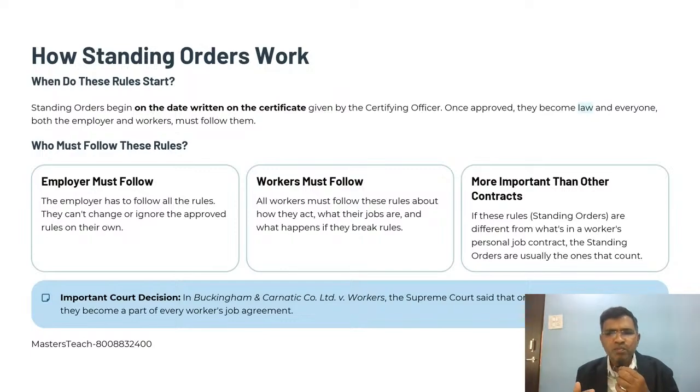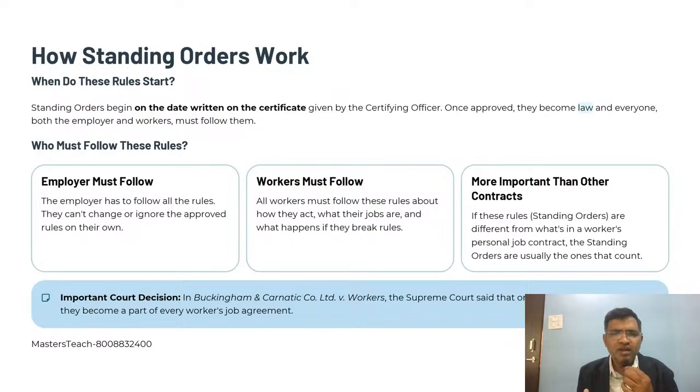More important than other contracts: if the rules or standing orders are different from a worker's personal job contract, the standing orders are usually the ones that count. It means that even if workers make some personal contract or personal rules, the final order is usually the one issued in the standing orders.